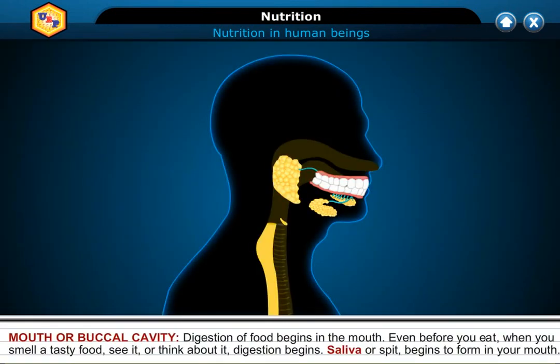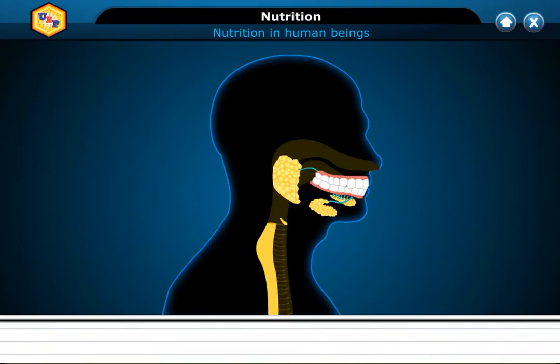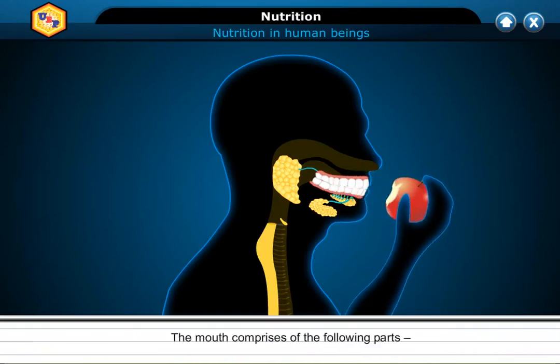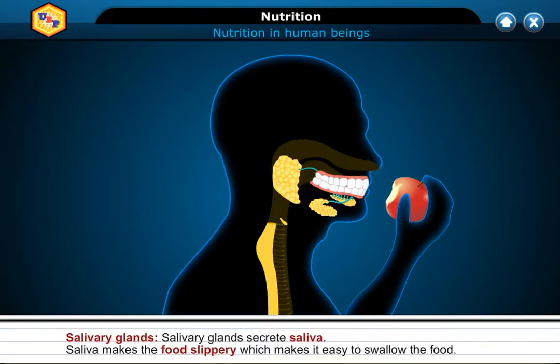Mouth or buccal cavity. Digestion of food begins in the mouth. Even before you eat, when you smell a tasty food, see it, or think about it, digestion begins. Saliva or spit begins to form in your mouth. The mouth comprises the following parts: teeth, which tear and break down the food.